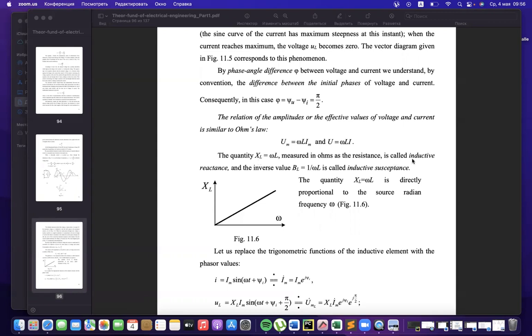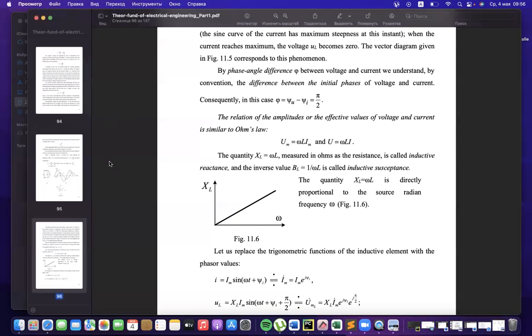In some literature, it is called reactance. Additionally to the so-called active resistance R, we call it reactive resistance X. Mathematically, it is the same value in ohms, but it depends on frequency, and that is also quite an important thing.